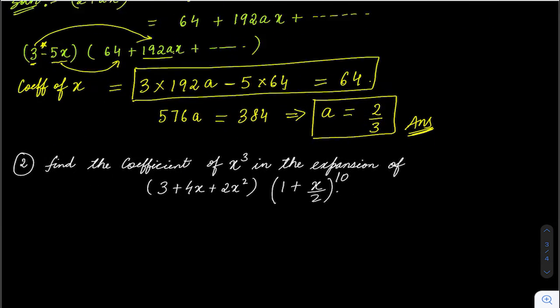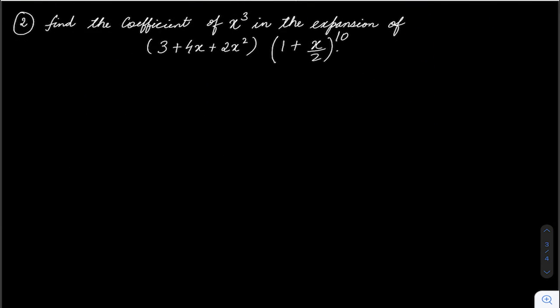Now let's try quickly one more question in this. Find the coefficient of x cube in the expansion of this. Now again we have two brackets. One is (1 plus x by 2) power 10 and another one is a little bit in simplified form. So let's first write the terms of (1 plus x by 2) power 10. And we need x cube. So it means we will have to write terms till x cube. So let's first expand this.